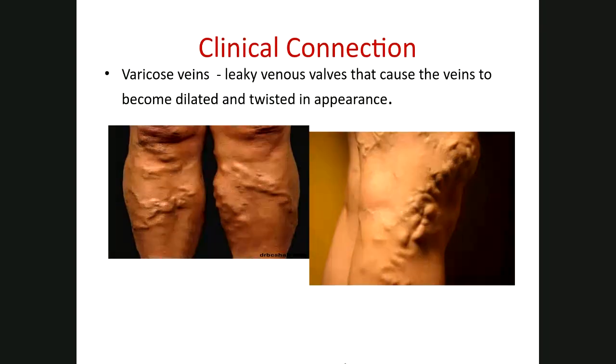Some problems that can occur in these valves are called varicose veins. I don't know if you've ever seen them, but they have a tortuous, twisted appearance. This is where the valves do not close, and therefore you can see the veins become dilated and twisted. A basic treatment would be wearing stockings to assist in the return of venous blood. In extreme cases, they actually perform surgery on those veins.